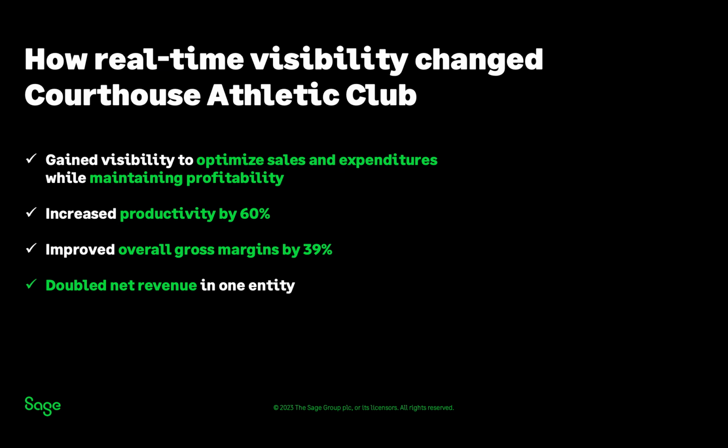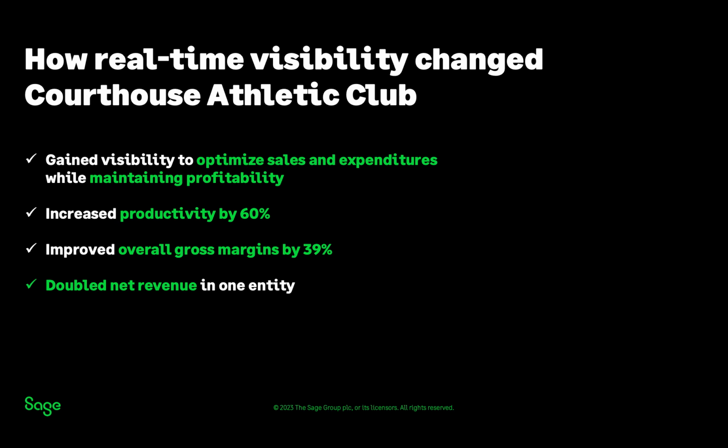Now let's stop and take another look at a Sage Intacct customer. Courthouse Athletic Club is a locally owned gym in Western Oregon, and they switched from Sage 50 to Sage Intacct, and were able to see unmatched visibility due to the dimensional flexibility that captured the business context of every transaction they had. They were able to create any report or dashboard they needed, which allowed them to gain visibility to optimize their sales and expenditures while maintaining profitability.